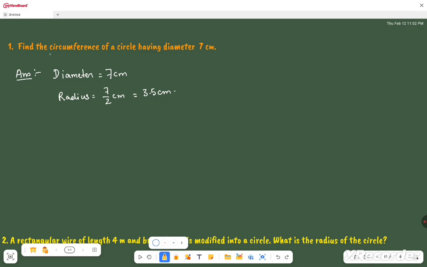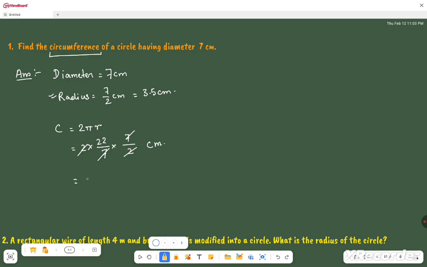Now what has been asked is to find out the circumference of the circle, and we have already learned the formula of circumference of the circle, that is c equal to 2 pi r. Now radius, we have already found out. So 2 into pi, where we will use the value of pi, that is 22/7, and radius is 7/2. This 2 will get cancelled out. This 7 and this 7 will get cancelled out. Obviously you have to put the unit, otherwise the marks will be deducted.